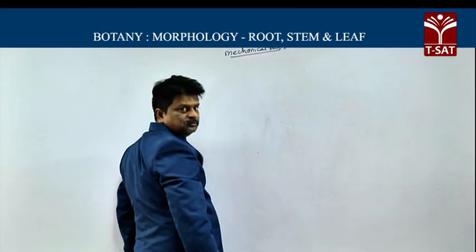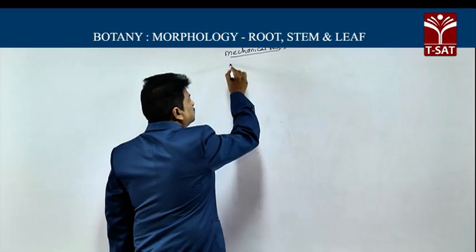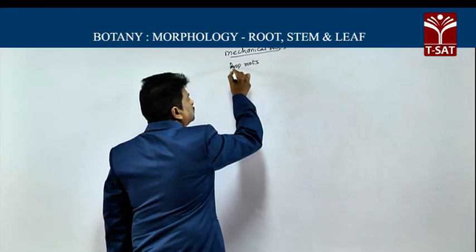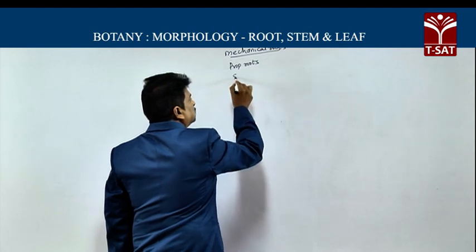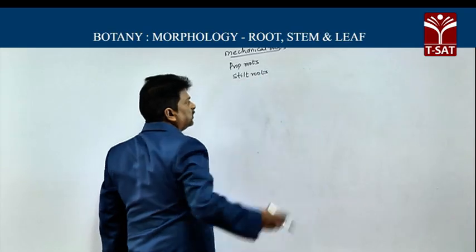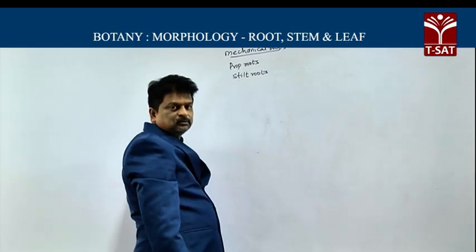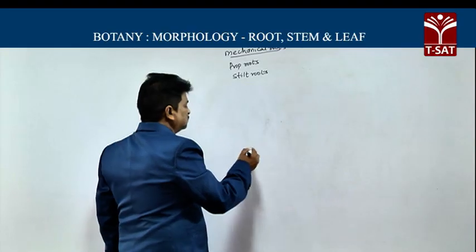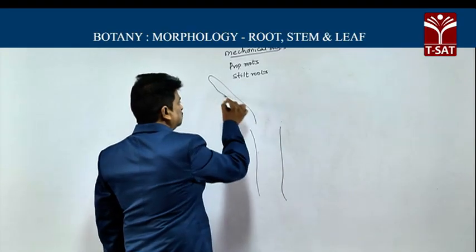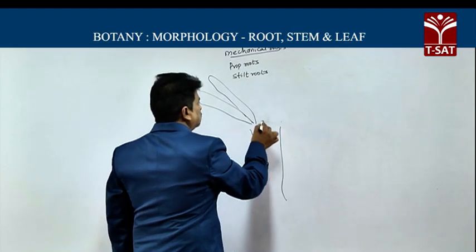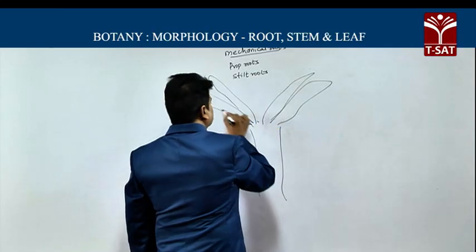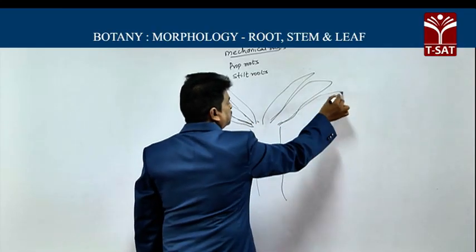Mechanical roots. What are these mechanical roots? One is prop roots and the second is stilt roots. First, prop roots. These prop roots are common in big trees, like Ficus, the banyan tree.